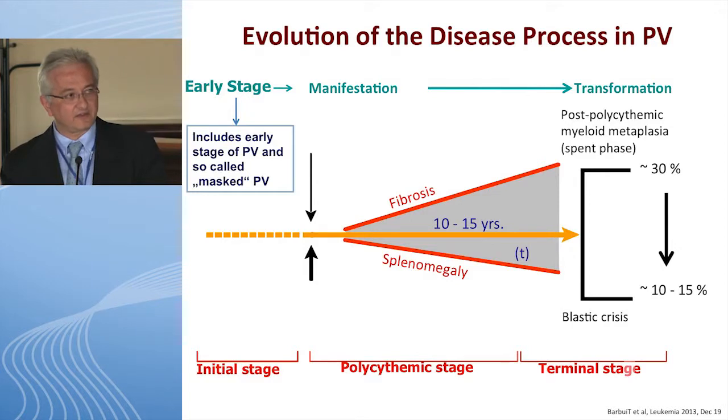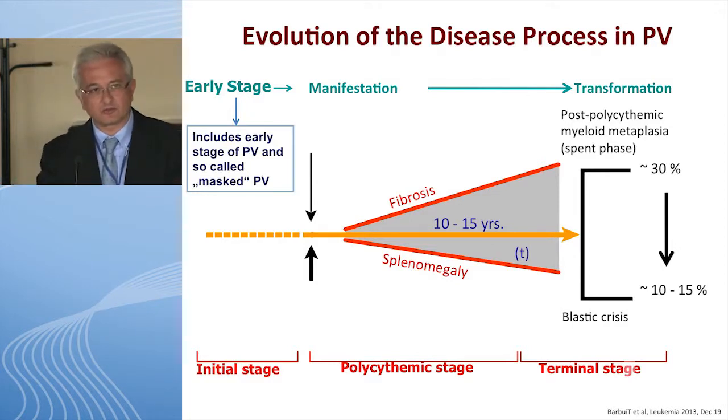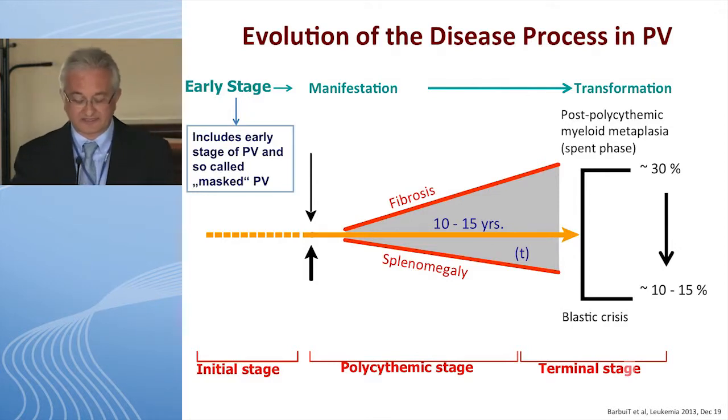This is important because this concept was discussed at the last WHO meeting, held, I think, about 1 month ago, and this is a proposal for revising the criteria for making the diagnosis of polycythemia vera in the upcoming WHO classification system.